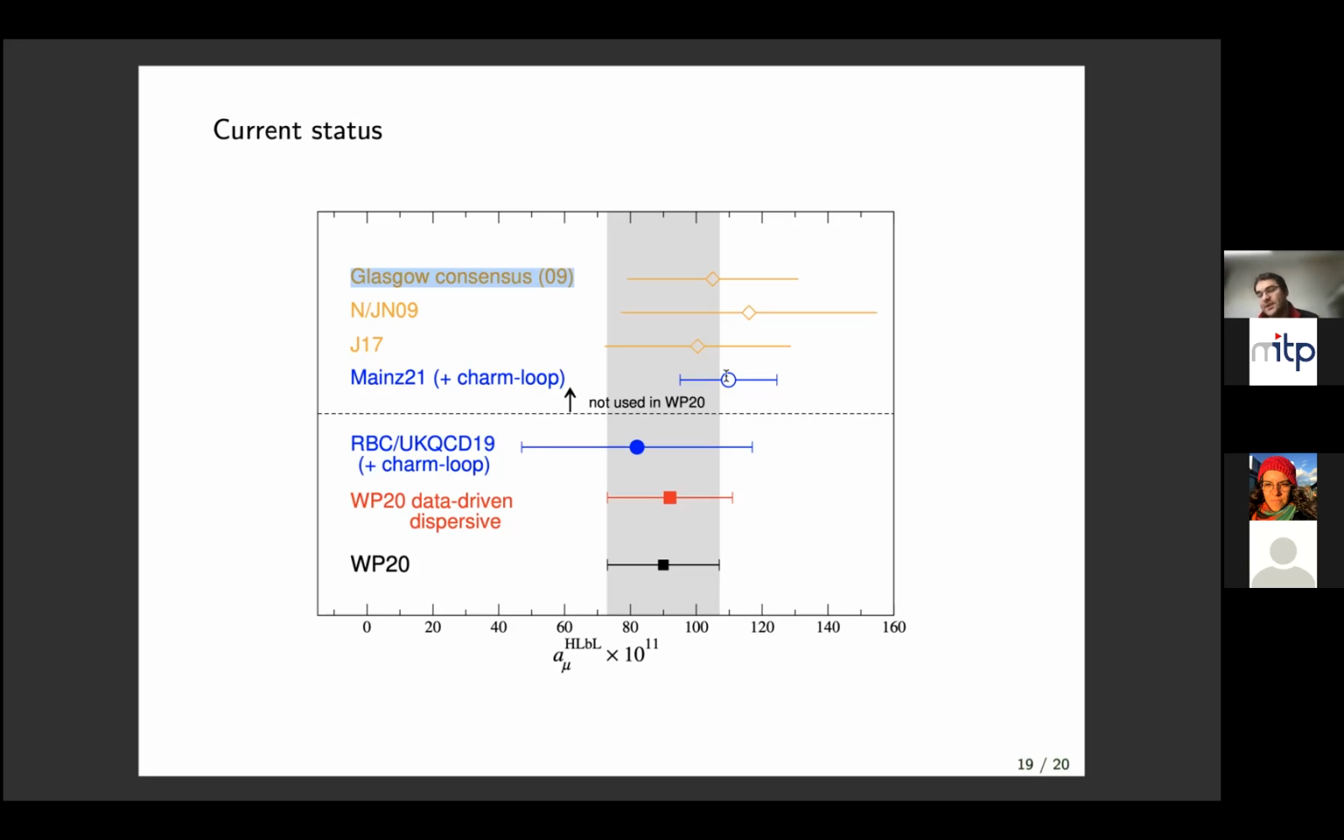And also I should say that for the white paper, Mainz and RBC, through the platform of the theory initiative, did a lot of additional cross checks at heavier pion mass, at the time when the Mainz paper had not yet published their results. So this is, I would say, rather well established. And right now one can at least say that the light by light does not seem to play a major role in understanding the tension.